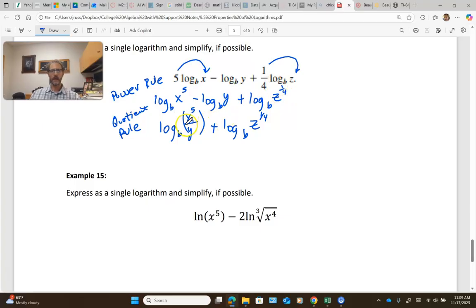And now I've condensed this down to 2 logarithms. So now I need to condense these 2 logarithms down into just 1. Well, they're separated with addition, so we're going to have to utilize the product rule. So this will become 1 log base b of, and we're going to multiply these arguments when we put them back together. It'll be x to the 5th over y times z to the 1/4.